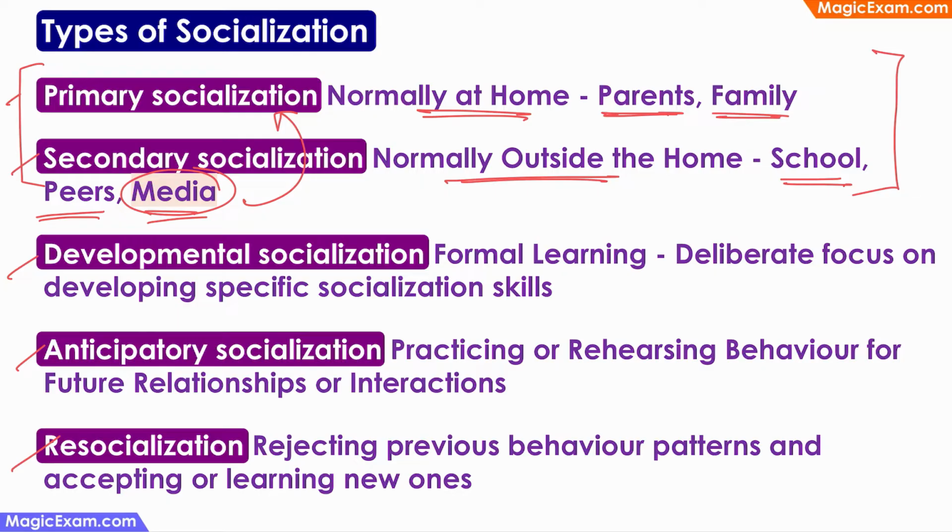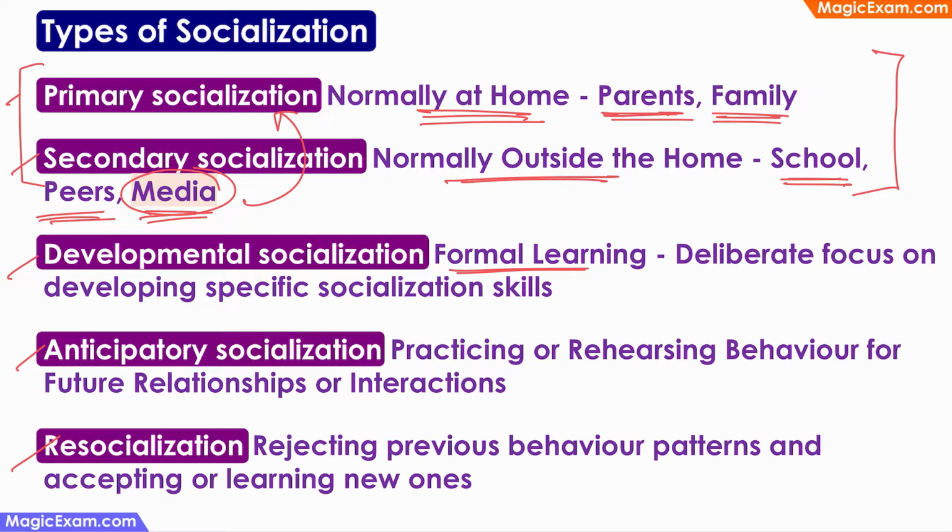So remember, primary socialization normally happens at home from parents and family, and secondary socialization is because of sources outside the house, that is school, peers and media. The other three types of socialization are not so important from your syllabus perspective. However, we should still know about them.